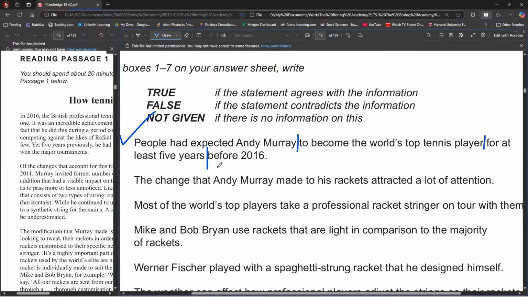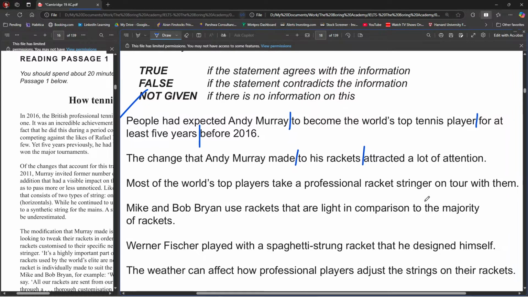Yes, sir. I'll do it one more time for the second question, and then I'll ask you to do the same thing for the third one. The change that Andy Murray made to what? To his rackets did what? Attracted a lot of attention. Can you see 3 ideas? 3 different ideas in the same question. Try to do the same thing for the fourth one.